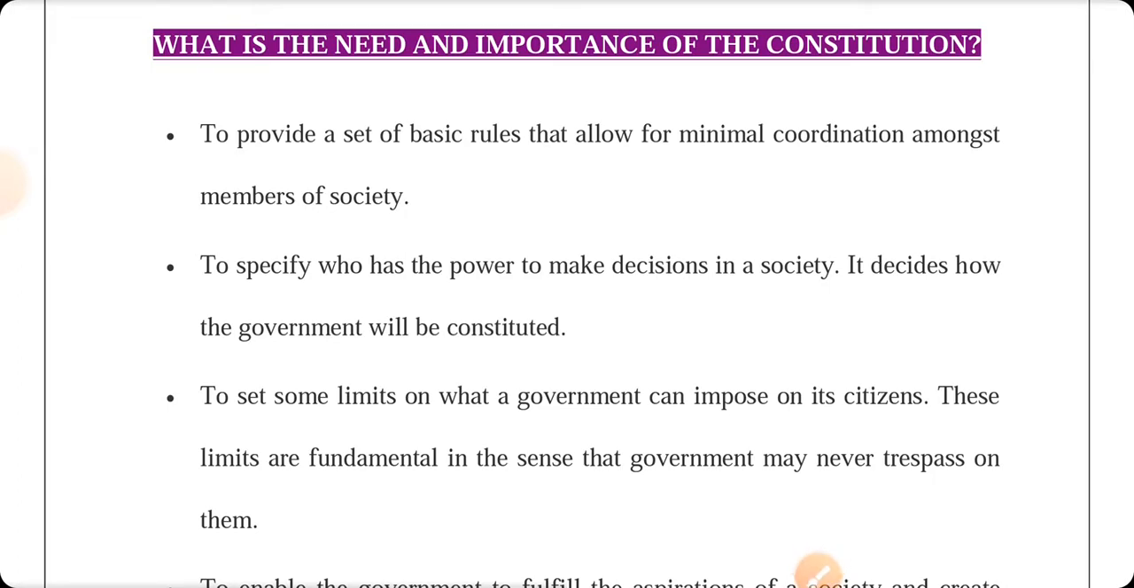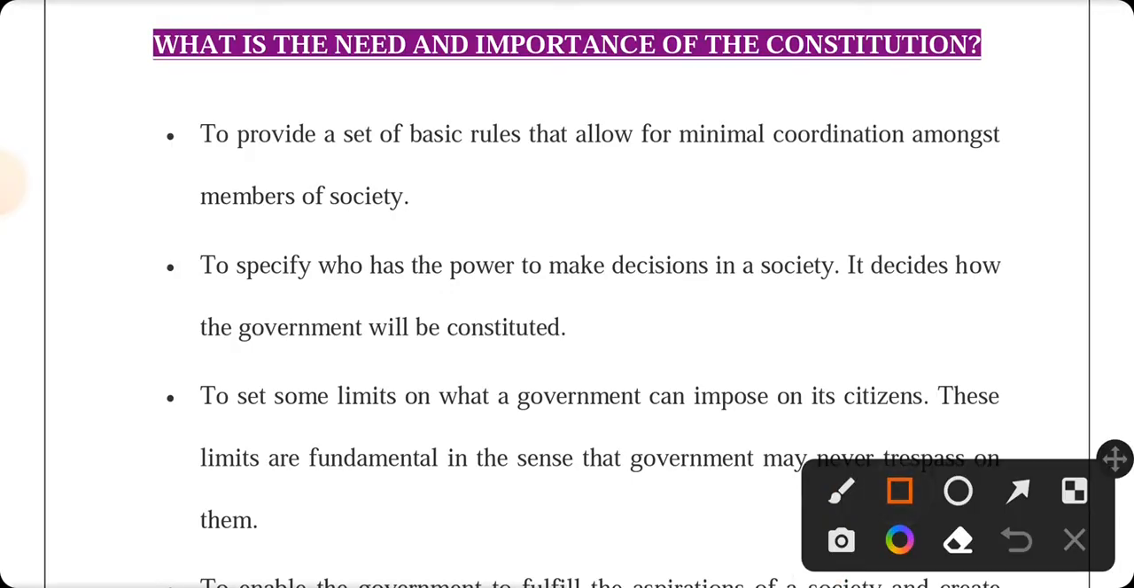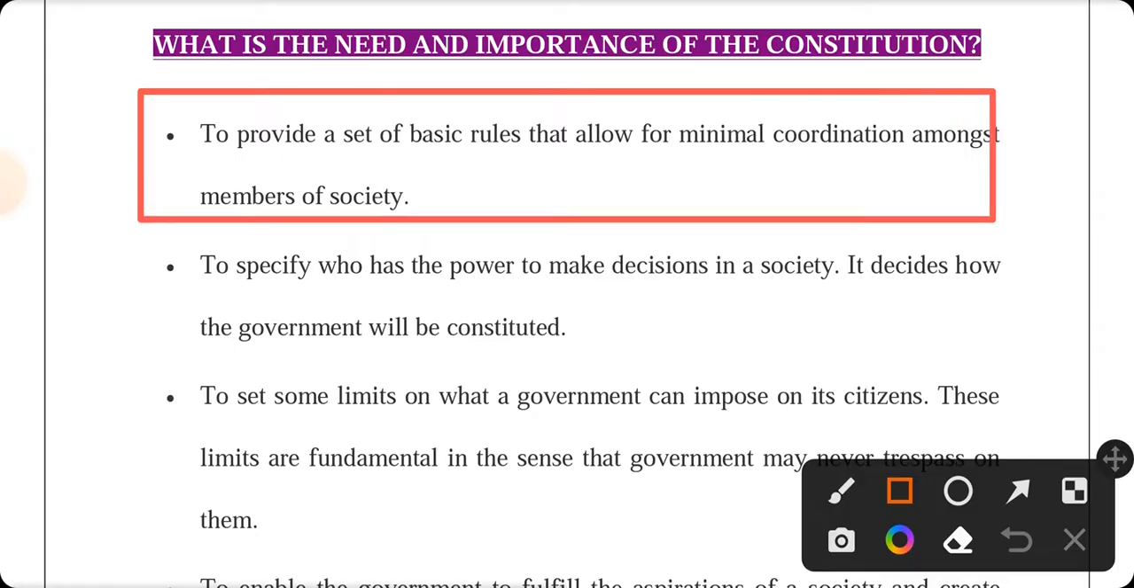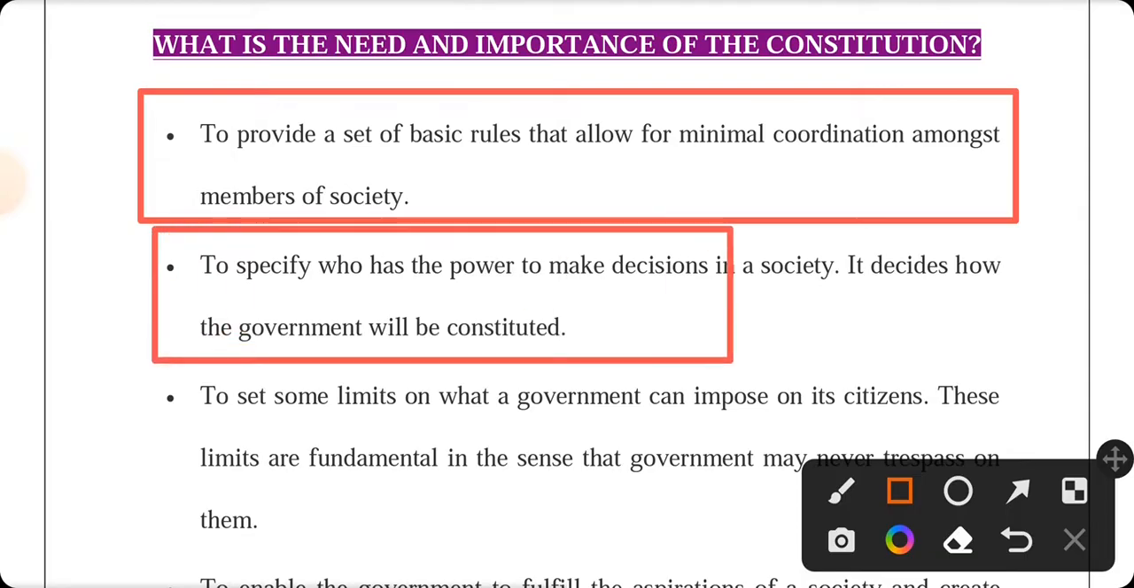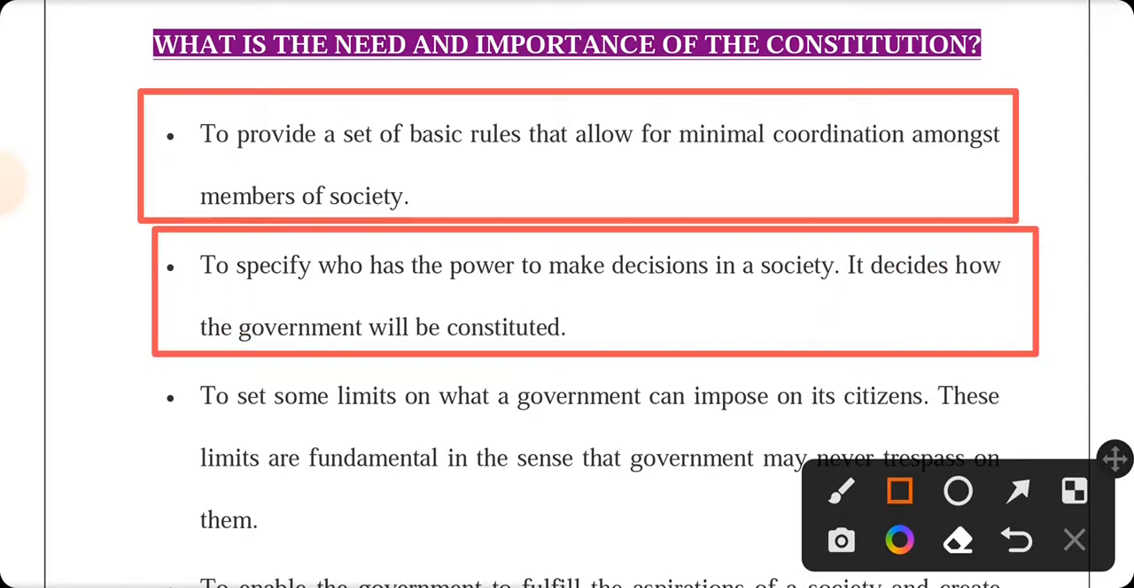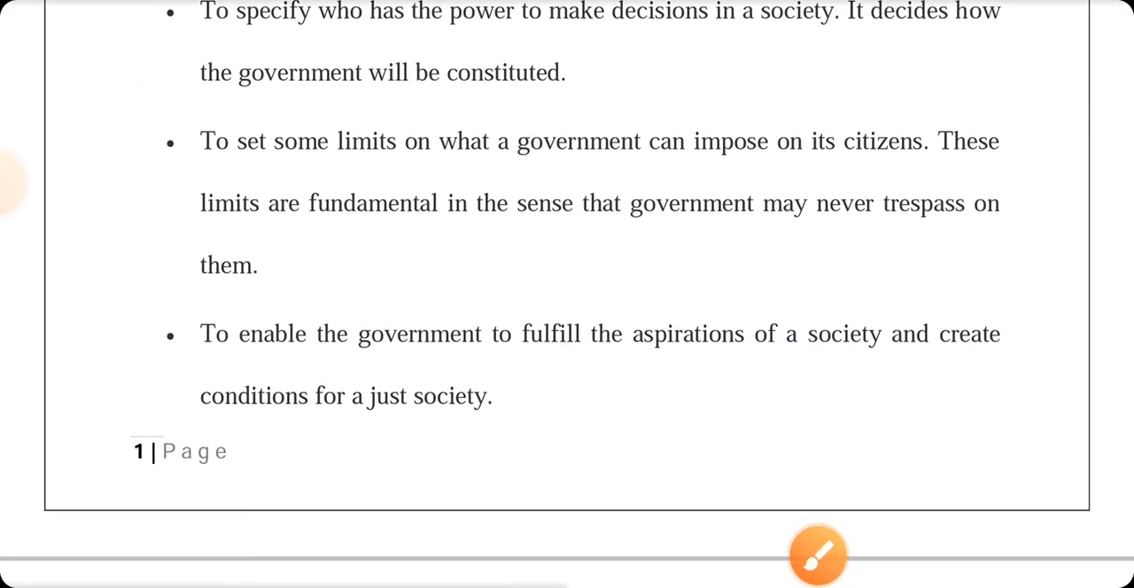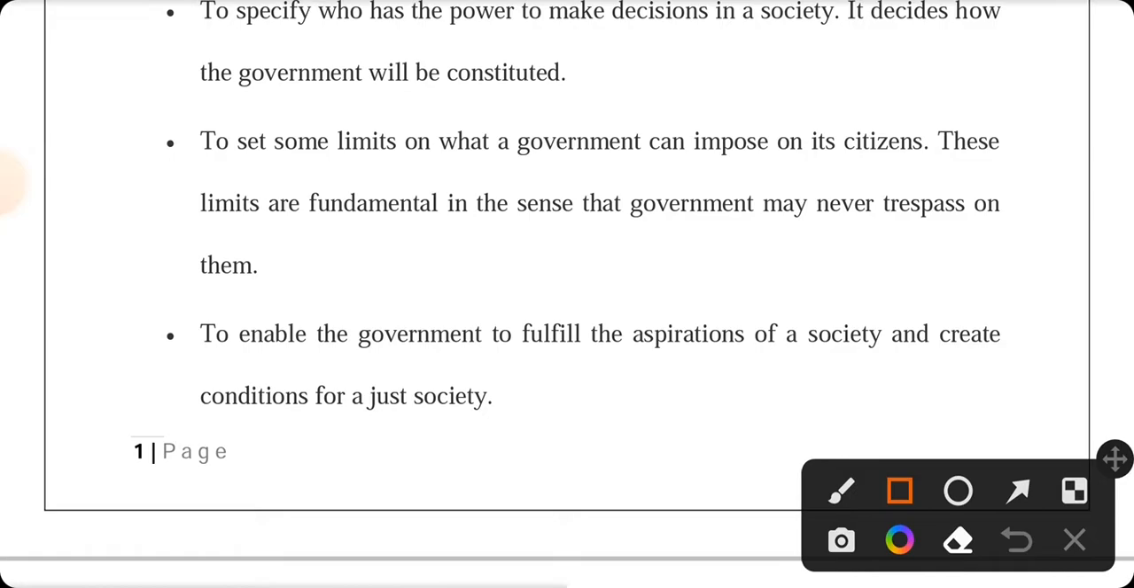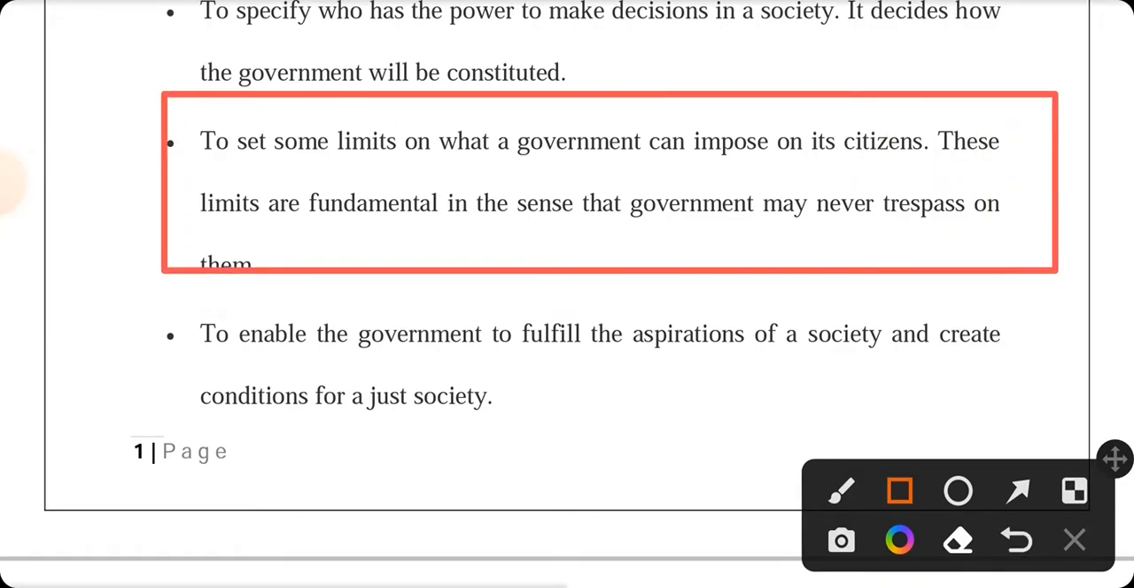What is the need and importance of Constitution? For every country, a Constitution is required if the country is a democratic country. Right? It is required in order to provide a set of basic rules that allows minimum coordination among the members of a society, to specify who has the decision making power in the society, to decide how the government will run, and then to set some limits to the government that can be imposed on the citizens.